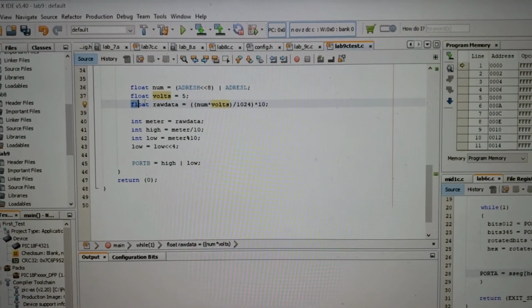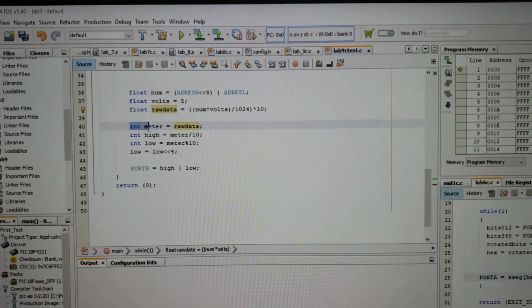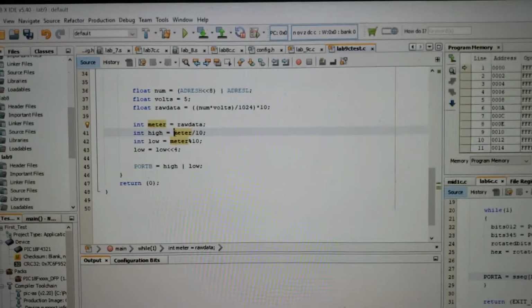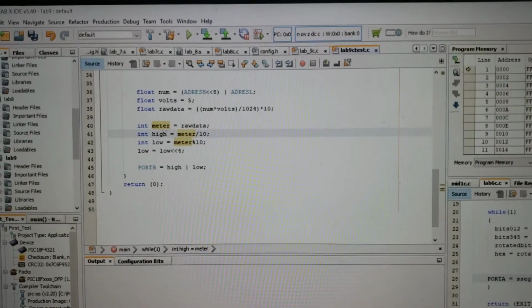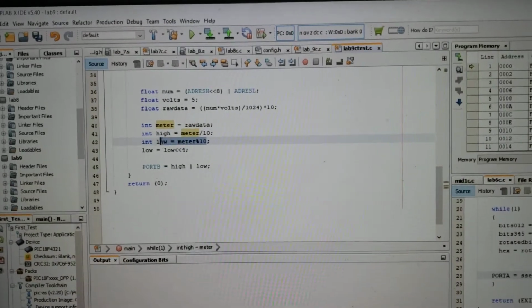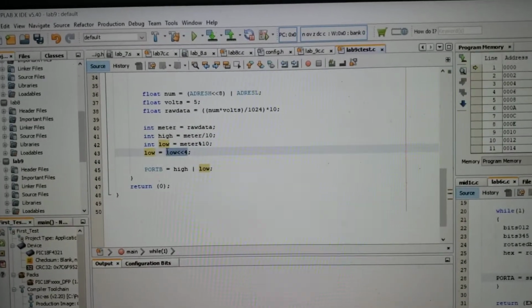Because all this stuff is in float, so I can be a little bit more precise, I have to switch it into what I'm calling meter, which is an integer. And then after that, it's meter divided by 10, so I can isolate my high bit value. And I'm doing the modulus of 10 so I can get the remainder, which is my low bit value. And then I'm rotating my low bit 4 bits up.